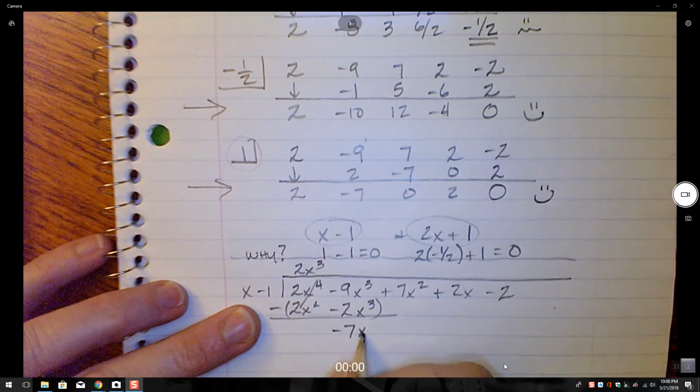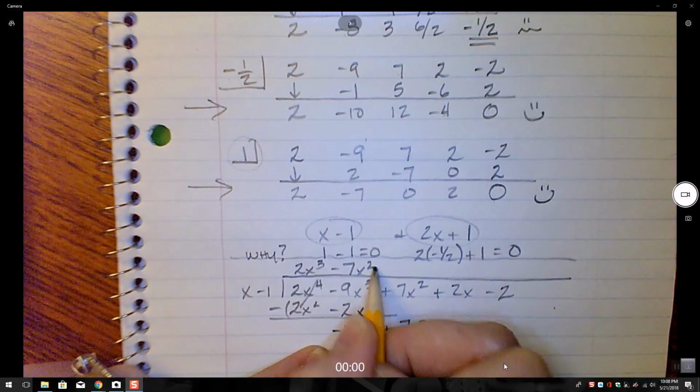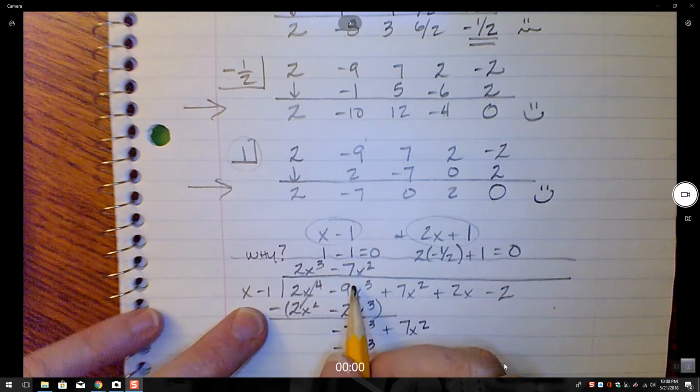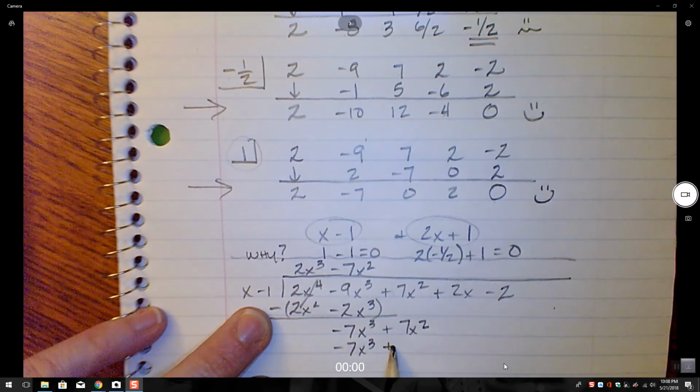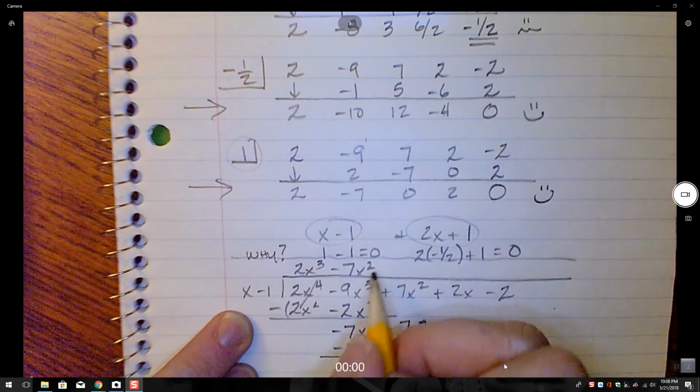and these cancel each other out. We end up with a negative 7x^3, bring down our 7x^2. And now what goes into negative 7x^3? How about negative 7x^2? Negative 7x^2 times x is negative 7x^3. Negative 7x^2 times negative 1 is positive 7x^2. We wind up with these canceling each other out, so we're going to bring down our 2x and our minus 2. And what times x equals 2x? Well, 2.